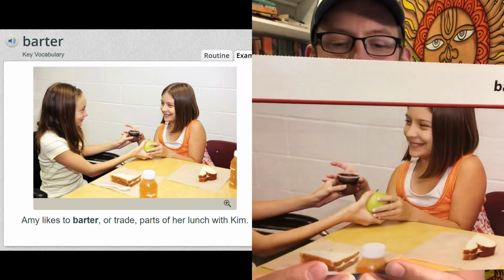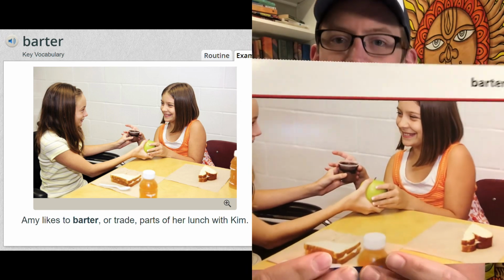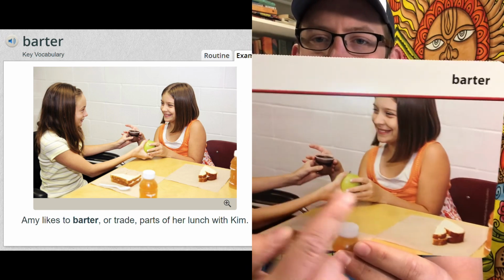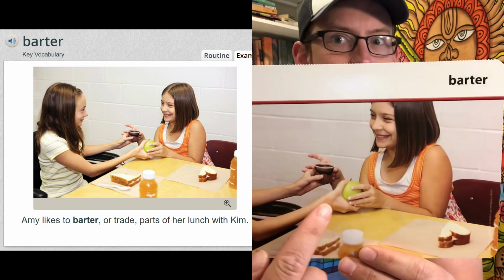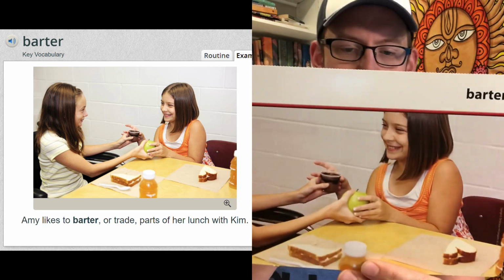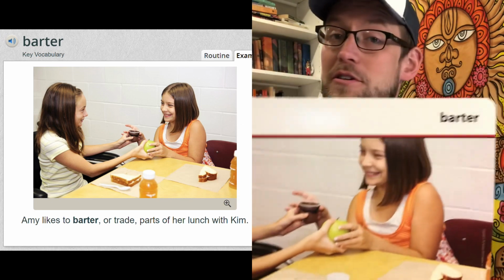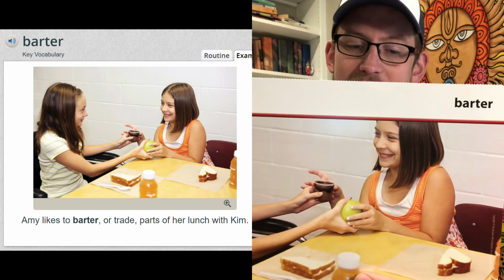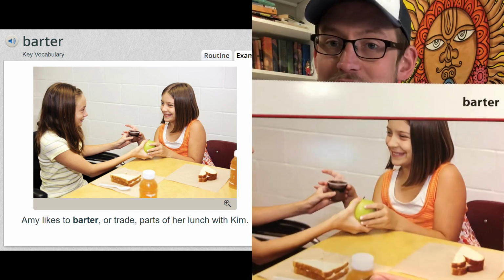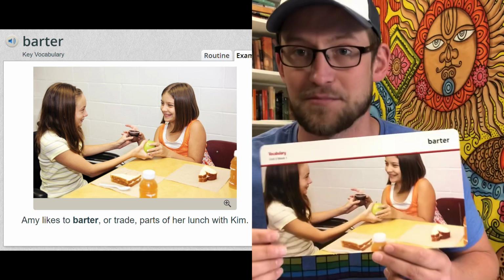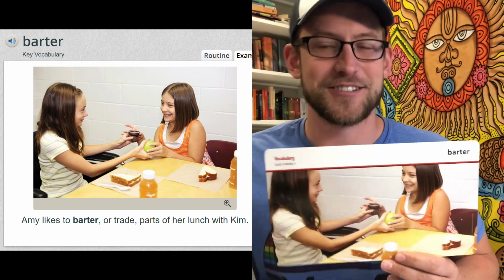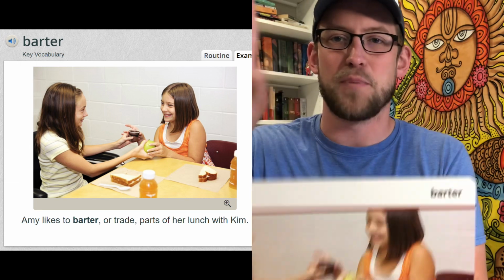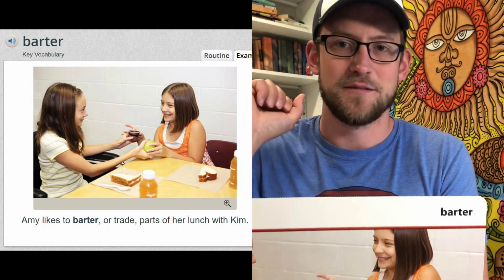So let's look at this picture that demonstrates the word barter. So we notice that these girls are doing something. It almost looks like they're trading something, but without money. So the girls like to barter or trade parts of their lunches with each other. In this picture, they are bartering parts of their lunches. Does that sound like something maybe some of you do at lunch? So again, let's say this word 3 times. Barter, barter, barter. Nicely done.